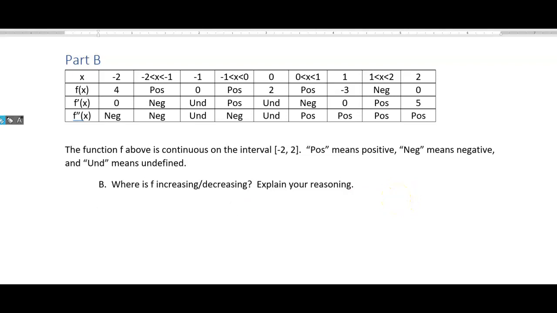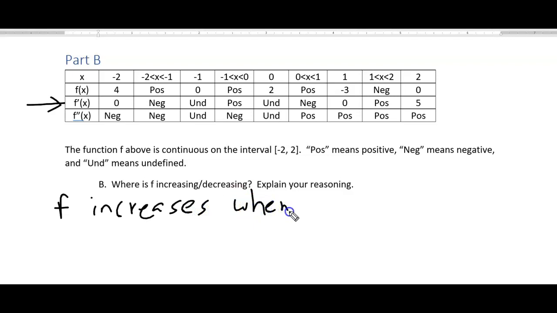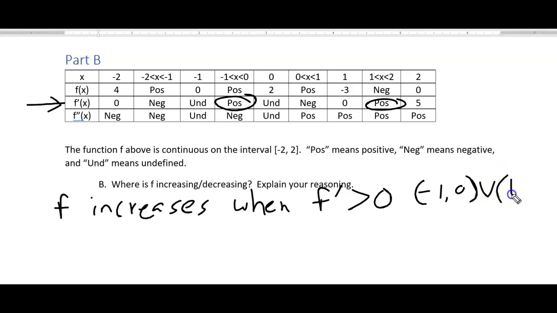So a function is increasing or decreasing based on the sign value of the derivative. So f increases when f prime is greater than 0. Anywhere where the first derivative is greater than 0, f would be increasing. So that would be here and here. So my 2 intervals that I would give for that would be from -1 to 0, as well as 1 to 2.